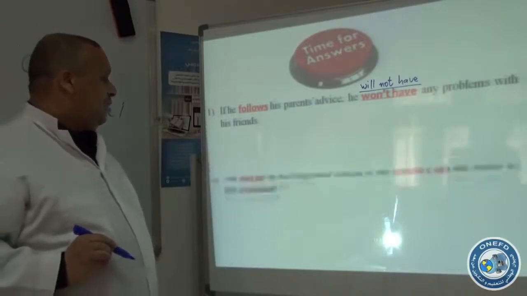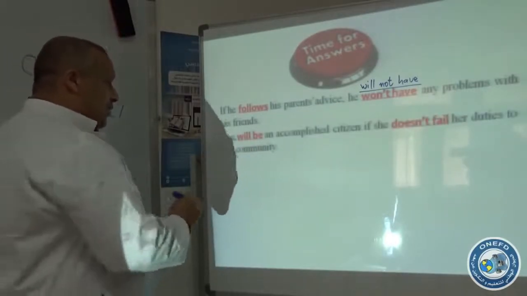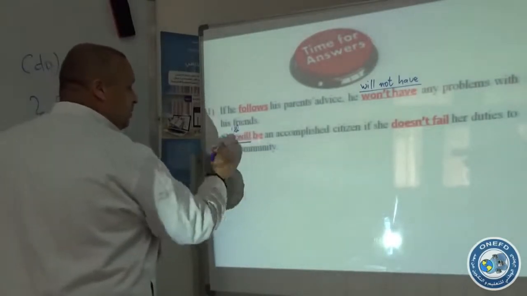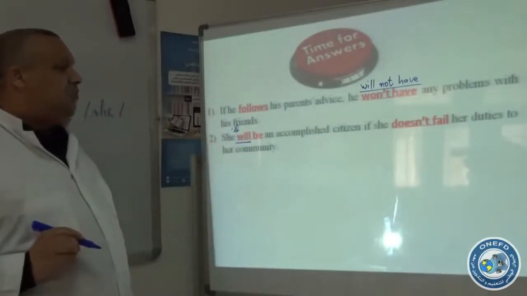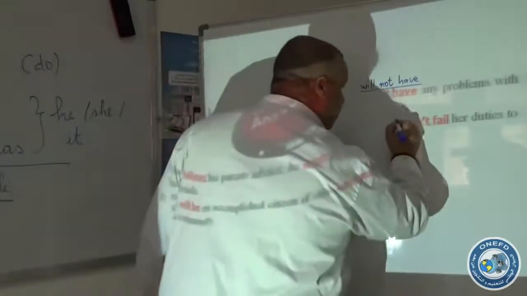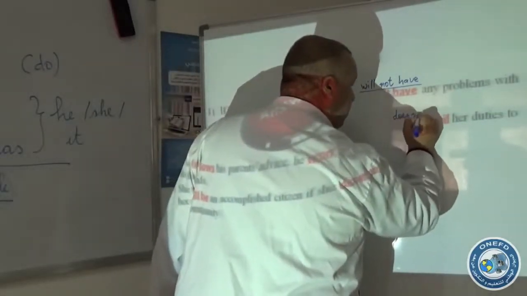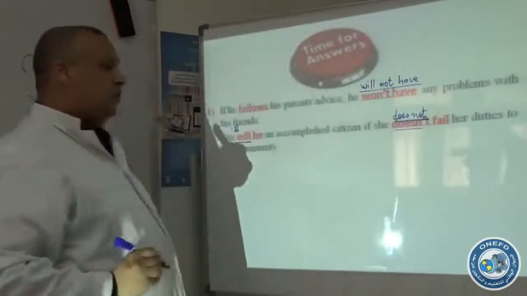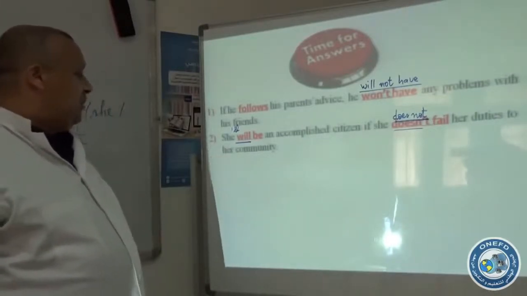For the second sentence, she will, you can even say shall. So instead of saying she will, you can say shall. She'll be or she will be an accomplished citizen if she doesn't or does not. Both are correct. So doesn't or does not fail her duties to her community.